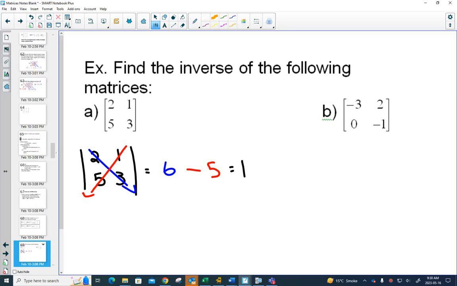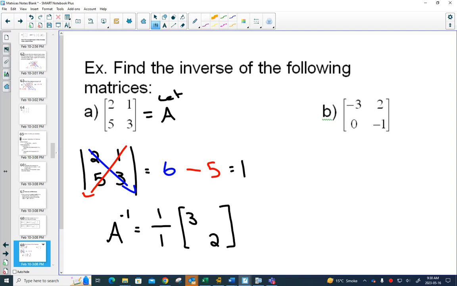So then my inverse, and I'm going to let this equal A, so I can write A inverse is going to be 1 over my determinant, 1. Switch this diagonal, 3 and 2, and make the other diagonal negative. So I get 3, negative 1, negative 5, and 2.